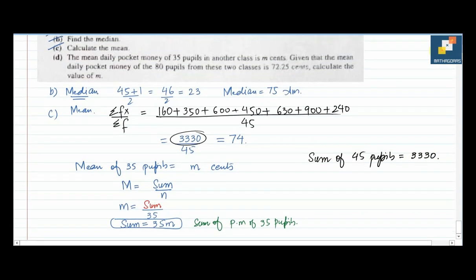Now furthermore it says that given the pocket money of the 80 people, I need to find out the sum of those 80 people, and we can do it simply by the mean formula. Mean is sum divided by n. Mean is given, it's 72.25. The value of mean is this one. It equals the sum of 80 people, we don't know the value of it, divided by the total 80 people which we are talking about. So it's 80 times 72.25, which leads to 5780 equals the sum of 80 people.